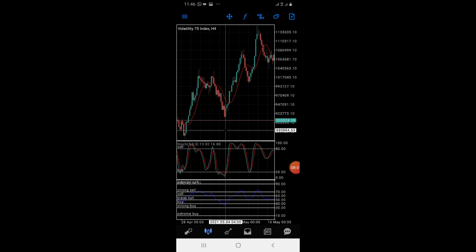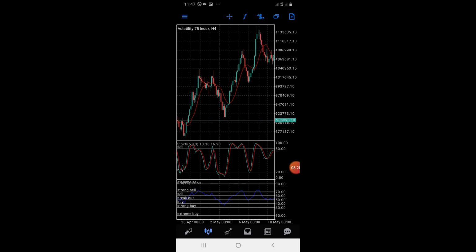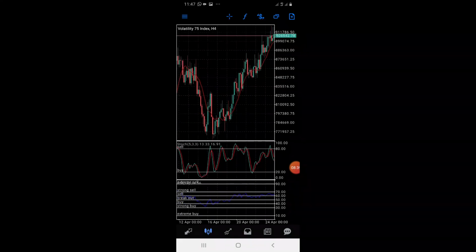At the same time, you want to have your moving average pointing up. This sometimes may be slow because it's an indicator, so it may be slow to show you that you are now going up, but you just want to check on the trend. The third condition is you want to be in the region of either buy or strong buy or extreme buy. Okay, so I hope you got the conditions there. Let me repeat them for you.